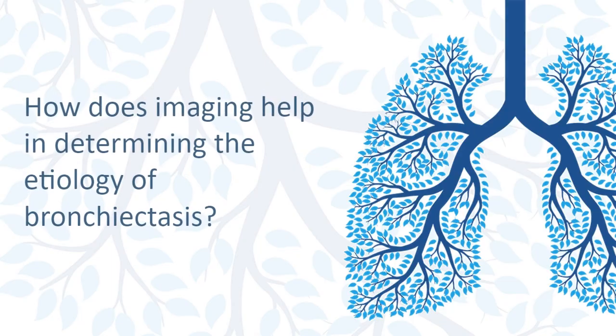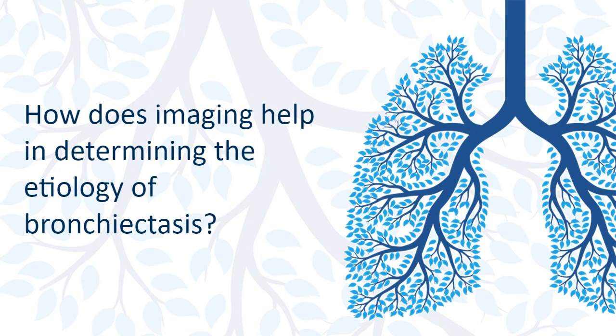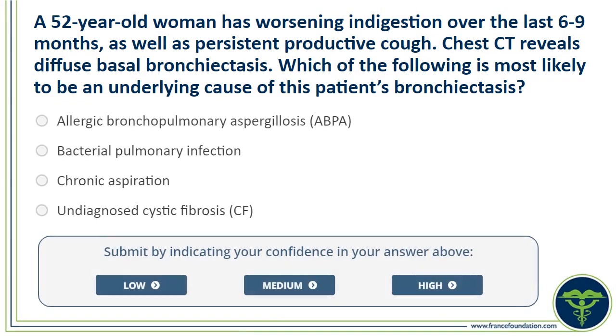How does imaging help in determining the etiology of bronchiectasis? Question number 2. A 52-year-old woman has worsening indigestion over the last 6 to 9 months, as well as persistent productive cough. Chest CT reveals diffuse basilar bronchiectasis. Which of the following is the most likely to be an underlying cause of this patient's bronchiectasis?